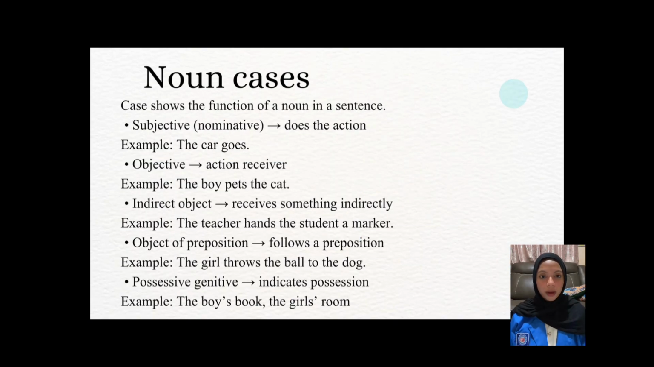Now let's talk about case. Case shows the function of a noun in a sentence. When the noun does the action, it is called the subjective case. For example, the car goes. When it receives the action, it is the objective case.